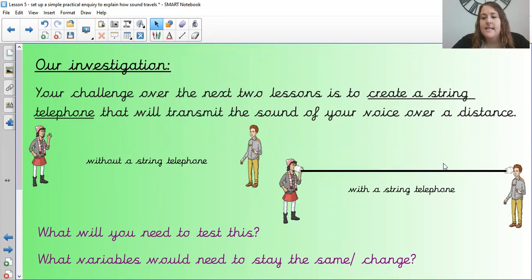You can then see in the second diagram that they are still exactly the same distance apart, but this time they have a string telephone. So have a think about what you'll need to test and what variables will need to stay the same or which ones you'll change. So I did give you a couple of clues as I was explaining that. Pause the video here if you need to, have a think about what that might look like and what might happen, and then we'll start planning.